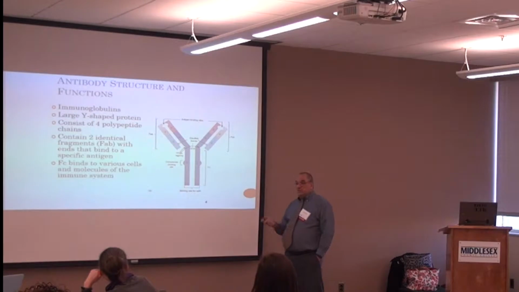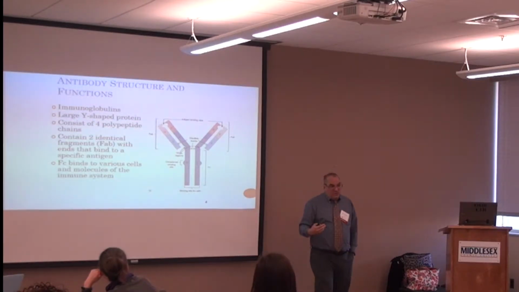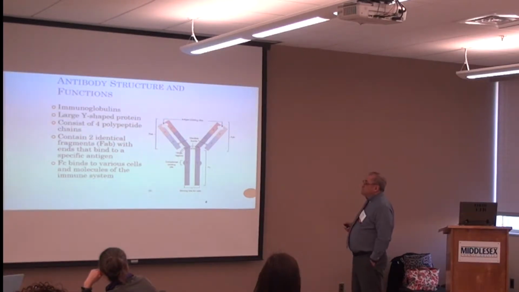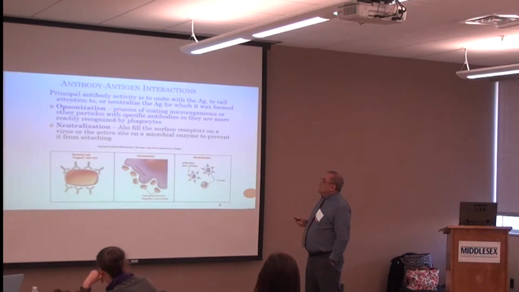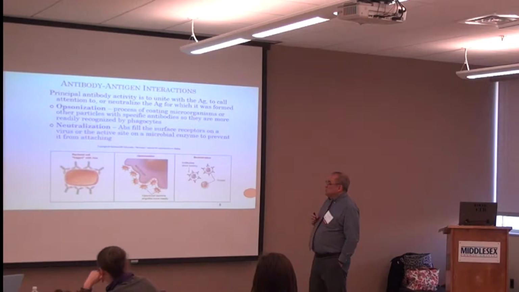So what happens when this molecule gets together with the antigen? So this is what happens. A lot of very interesting things. The principal antibody activity is to unite with the antigen, to call attention to or neutralize the antigen for which it was formed. And here are some examples.